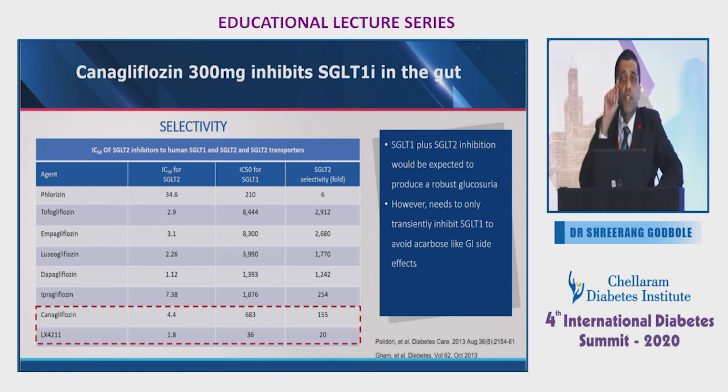And therefore, when you use Canagliflozin 300 milligrams, you get a better reduction of the postprandial glucose excursions because you are also inhibiting SGLT1. And that's the reason why other SGLT2 inhibitors, you can take them irrespective of your food. But Canagliflozin, you have to take it on an empty stomach, because within half an hour when it reaches the gut, the concentrations need to be high enough to at least transiently inhibit the SGLT1 in the gut. That's the reason why you need to use Canagliflozin on an empty stomach half an hour before the food, okay?